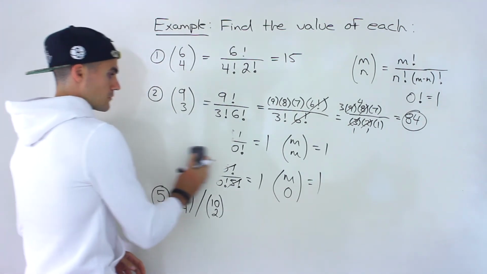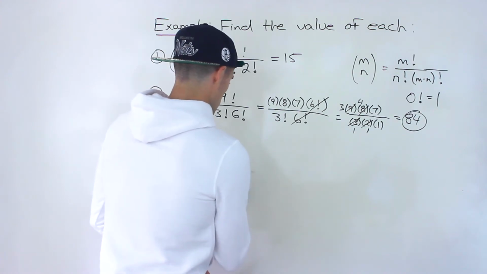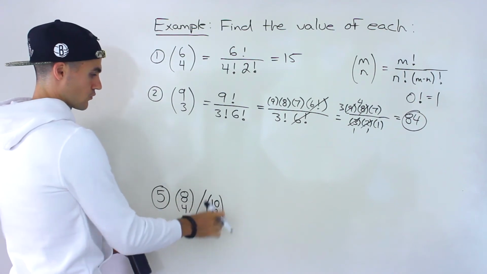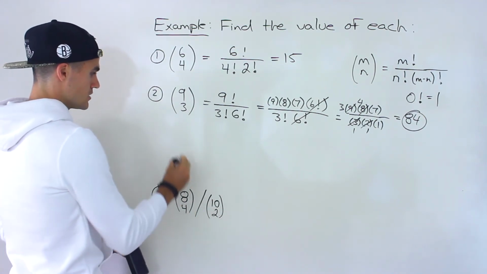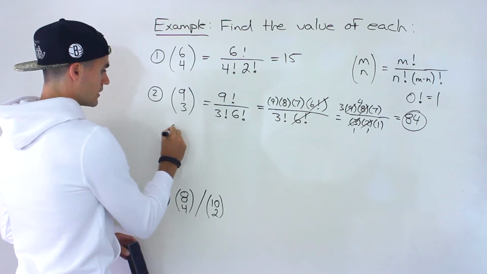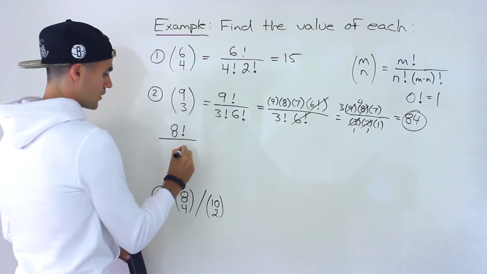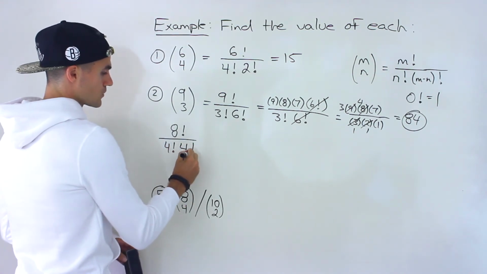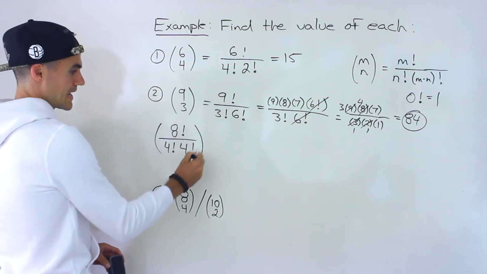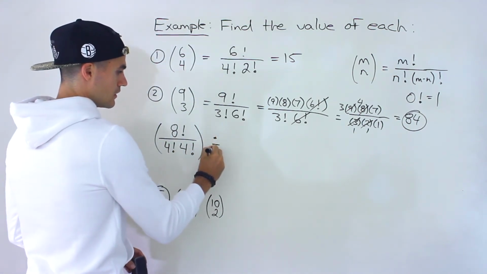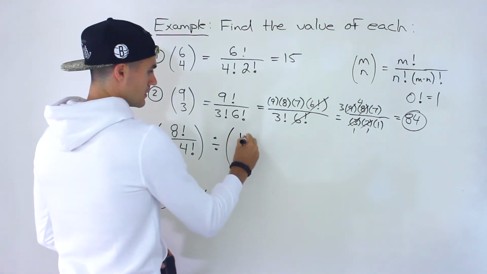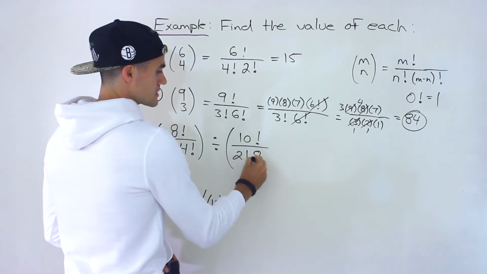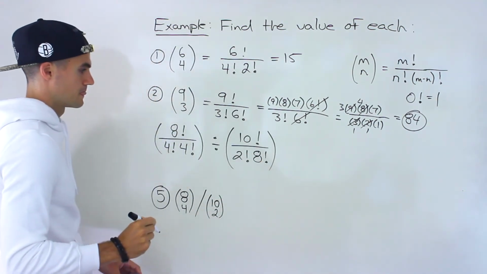So finally, number 5 is we have 8 choose 4 over 10 choose 2. So the 8 choose 4, that's going to be 8 factorial over 4 factorial, and then 8 minus 4 is 4. So we'll have 4 factorial here. And we're going to take this and divide it by 10 factorial over 2 factorial. 10 minus 2 is 8 factorial.